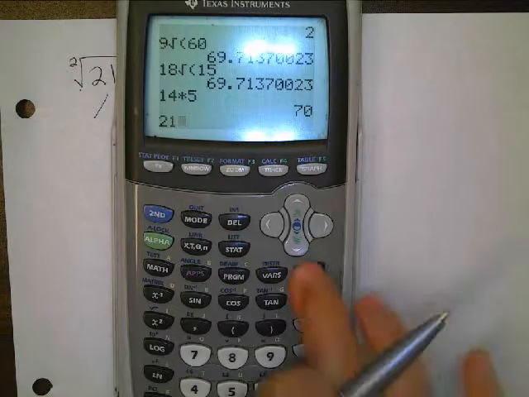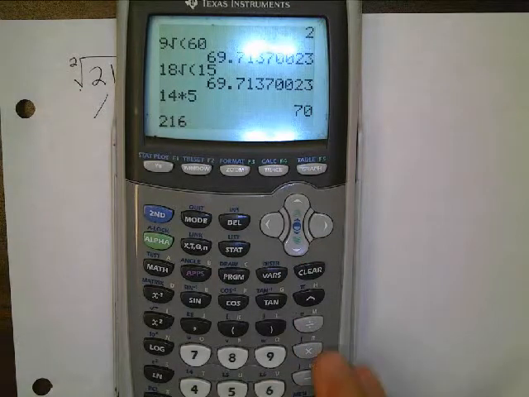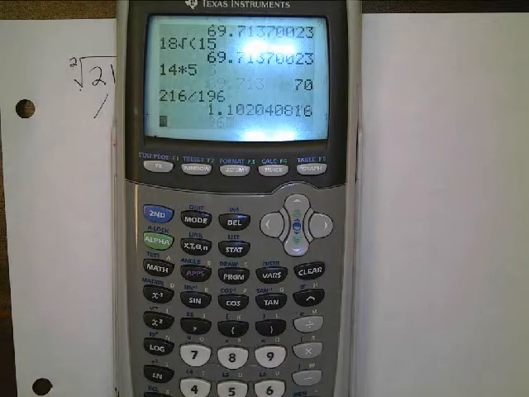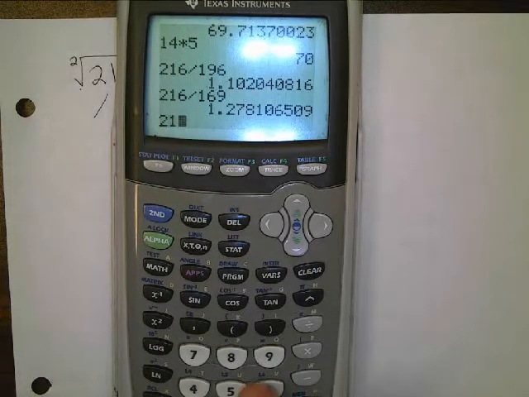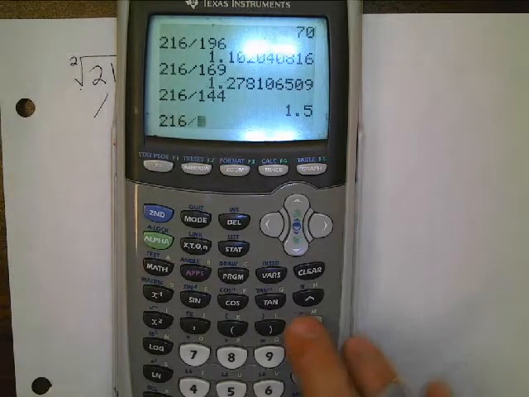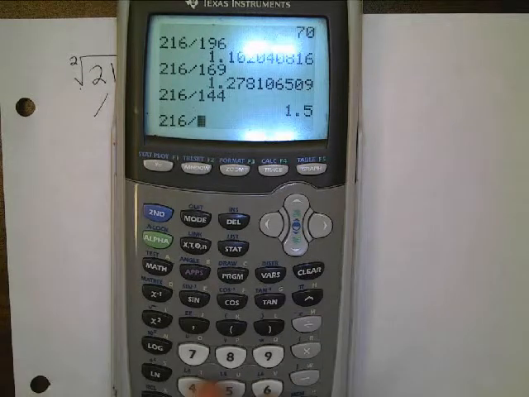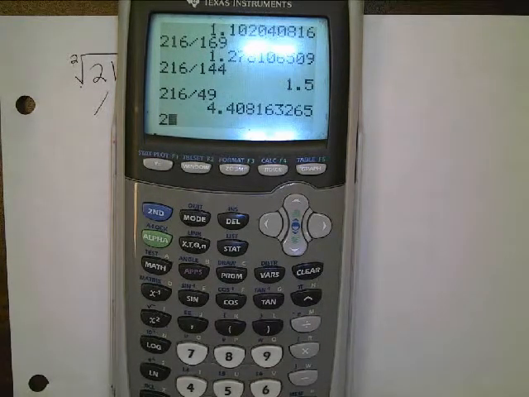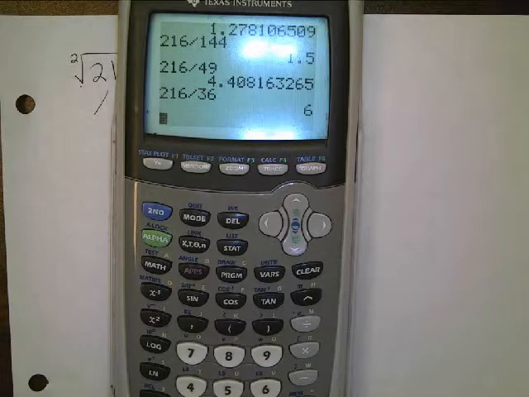So I'm going to have 216 divided by 196. That's not a whole number, so I keep going. 216 divided by 169. It doesn't work. 216 divided by 144. Still doesn't work. And since I know the answer, I'm going to jump down a little bit to get closer. 49 doesn't work, but 36 does. So 36 is a perfect square in 216.